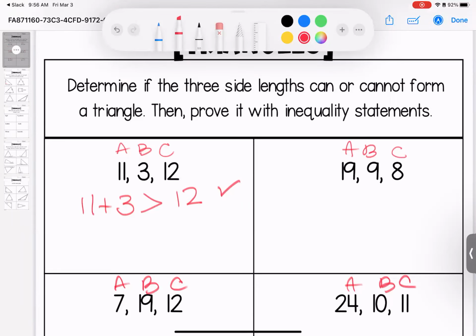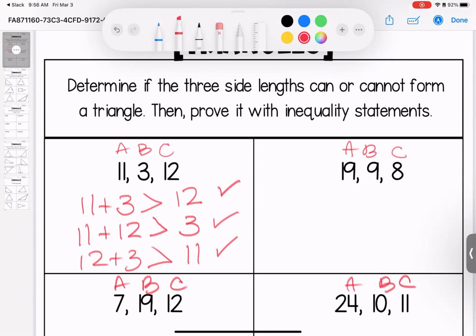Yes, that checks. Now I'm going to switch the relationship. I'm going to do 11 plus 12 is greater than 3. Is 11 plus 12 greater than 3? Yes. Last relationship that we need to test is the 12 plus 3. Is that greater than 11? Yes. So this would form a triangle.